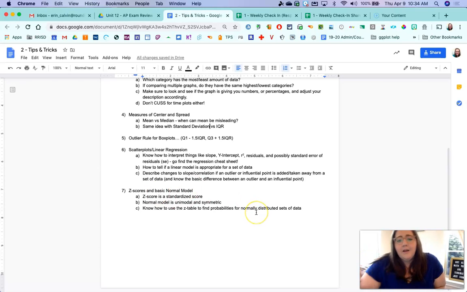Part B, how to tell if a linear model is appropriate for a set of data. Look at a graph. You're looking at your original scatter plot to see if it's linear. You're looking at your residual plot to make sure there's no major pattern. There's a classwork problem with that in it, and I talk through that a little bit more in that classwork video. And then talking about describing changes to slope and or correlation if an outlier or an influential point is added or taken away.